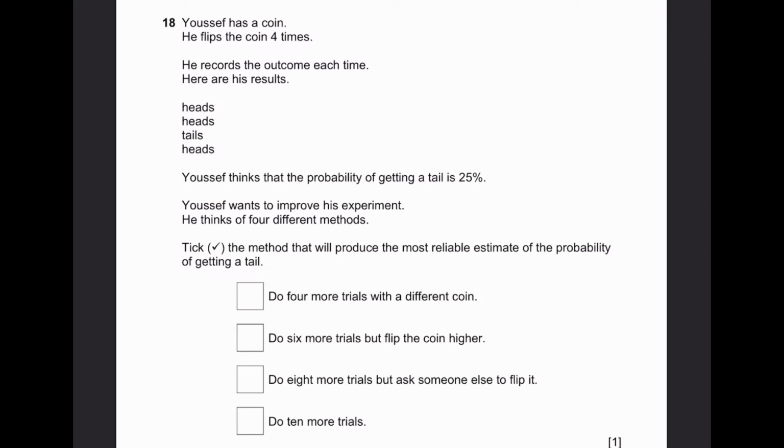Well, what in this case is a more reliable result? The thing we need to do is to flip the coin more number of times. That'll give a better result. Doing trials with a different coin, flipping the coin higher or asking someone else to flip it don't really do anything. Just the number of trials matters. Higher number of trials is more reliability. That is our answer. Do 10 more trials. Let's go to question 19.